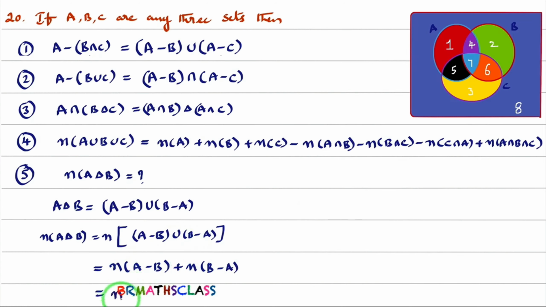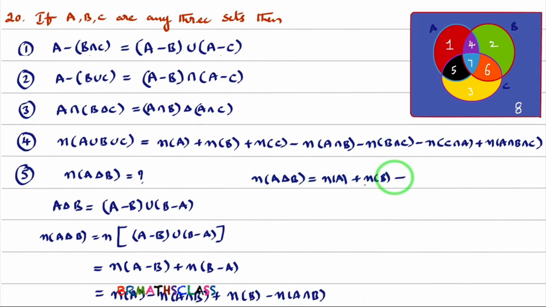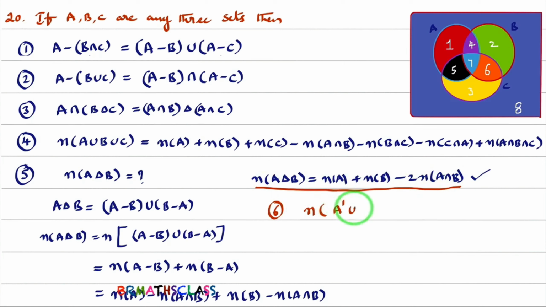n of A minus B is nothing but n of A minus n of A intersection B, plus n of B minus A, which is n of B minus n of A intersection B. Okay, so if we simplify this further, what will you get? n of A delta B, the symmetric difference between sets, equals n of A plus n of B minus n of A intersection B minus n of A intersection B, that is, 2 into n of A intersection B. So how many elements are present in A delta B, you need to remember this formula. We use this result, number of elements present in A dash union B dash.